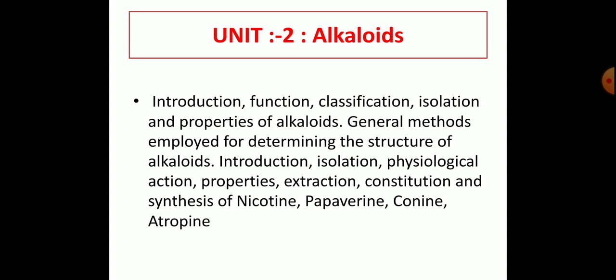Unit 2 is alkaloids. Alkaloids are generally extracted from plants, and are also known as plant products. It contains introduction, function, classification, isolation and properties of alkaloids, general methods employed for determination of the structure of alkaloids, introduction, isolation, physiological action, properties, extraction, constitution and synthesis of nicotine, papaverine, conine, atropine.